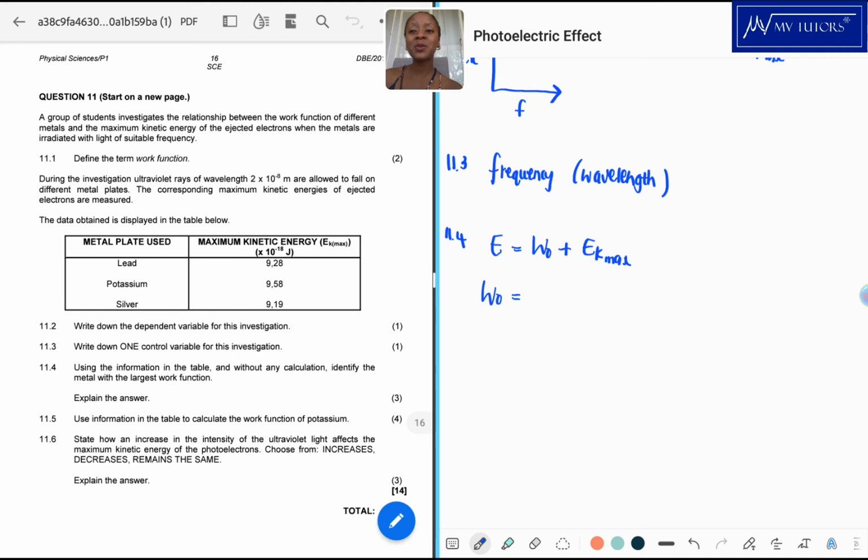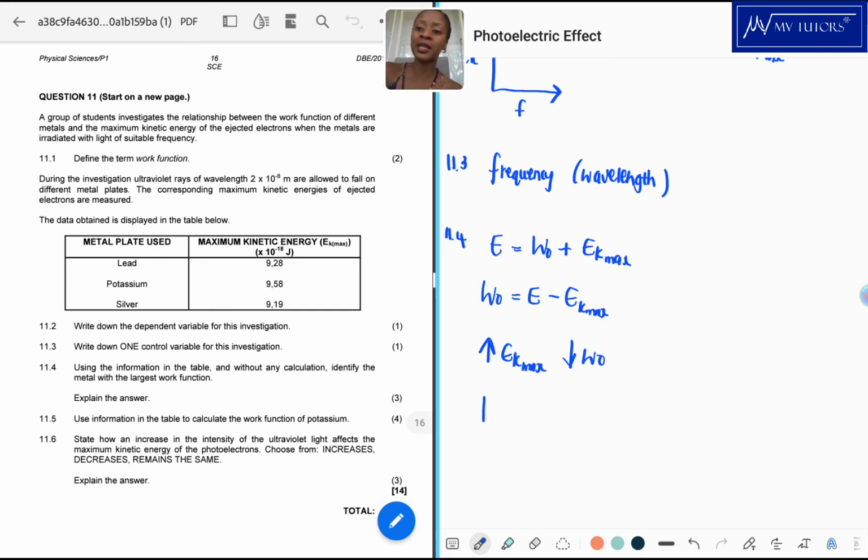So if I were to write the work function as the subject of the formula, I would have the energy of the photon minus the maximum kinetic energy of the electron. Okay, so what does that tell you? If this is my E here, and I keep subtracting the maximum kinetic energy, the larger the maximum kinetic energy, the lower my work function. So the larger the maximum kinetic energy, the lower my work function.